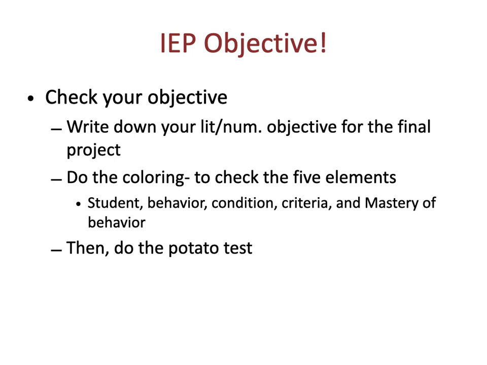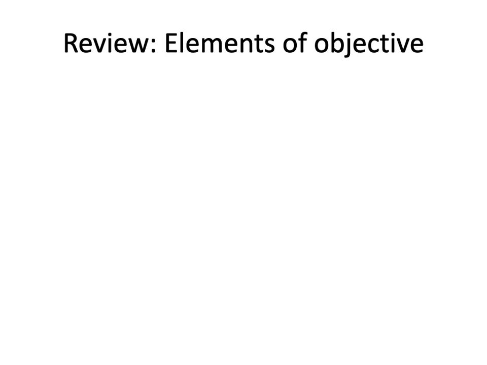Now, I want to briefly talk about your case study part 2 as you're preparing. So, for your case study part 2, you're going to develop one IEP objective or goal in literacy or numeracy, right? Once you develop that objective, make sure to check if your objective has all 5 elements: student, behavior, condition, criteria, and mastery of behavior. So don't make your objective potato, which means you're going to make it observable and measurable. So you should have all 5 different elements in your objective.